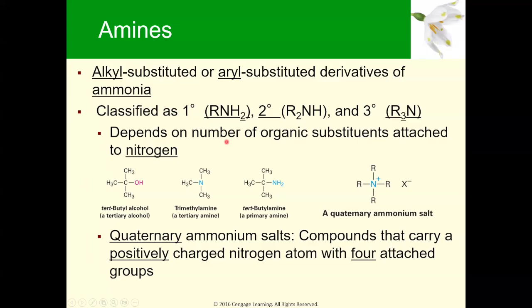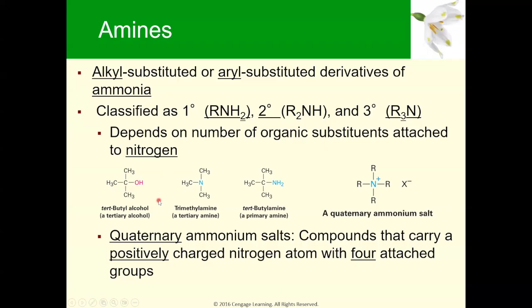Now, because there are 3 hydrogens we could substitute in our group, we need to classify the amines as either primary, secondary, or tertiary. One thing we'll notice is it's a little different than the way we did it with an alcohol. With an alcohol, for example, a tertiary alcohol, tert-butyl alcohol, that was the carbon attached to the OH group. How many carbons is it also attached to? In this case, the carbon that has a bond with the OH group is attached to 3 other carbons.